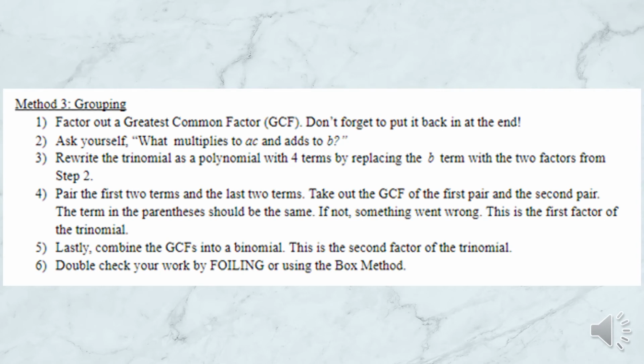The last method that we're going to talk about is called grouping. To me, it makes the most mathematical and logical sense. Again, we're going to take out the GCF if we can. We're going to ask our magic question, and then we're going to rewrite the trinomial as a 4-termed polynomial, replacing the middle term with the 2 terms that we are coming up with in step 2. Then we're going to pair the first 2 and the last 2 terms together and take out the GCF of each pair. Then we'll combine our GCFs into a binomial, and then we'll keep one of the things in parentheses.